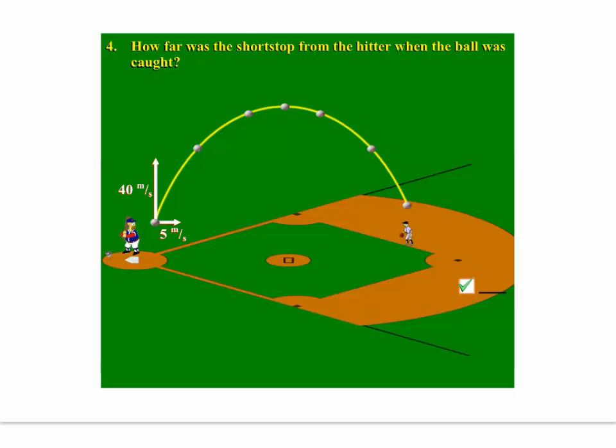Then the last problem asks, how far was the shortstop from the hitter when the ball was caught? So if you don't realize up front that this is dx that we're going to try and solve for, then you're probably going to be pretty lost on this problem. So that's a displacement, that's the horizontal direction of motion. We're going to eventually need to plug into the only equation we have in the horizontal direction of motion, which is vx equals dx over t, and then solve for dx really quick.